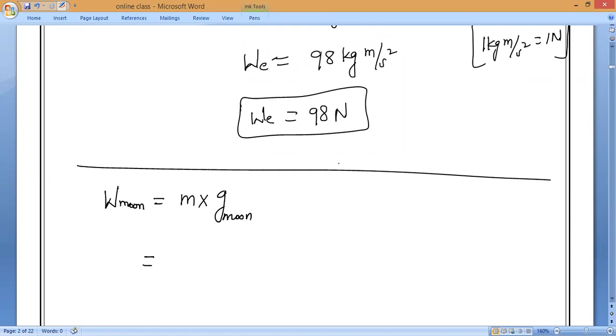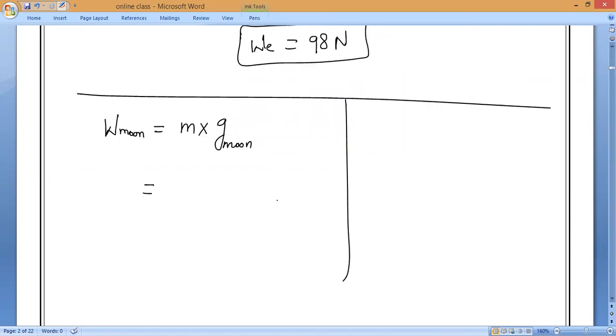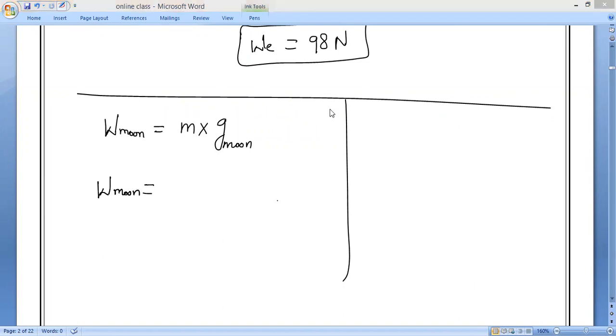So what is the acceleration due to gravity of moon, Kaushik? Again I am asking you. Ashwin Balaji, can you hear me? What is the acceleration due to gravity of moon? I am asking the value.